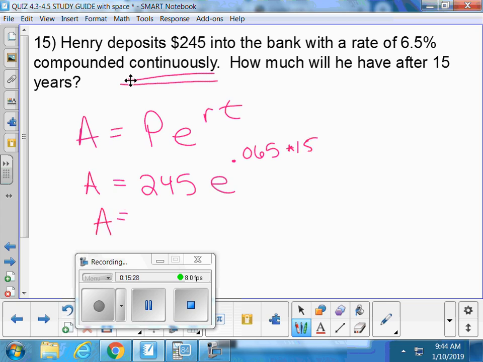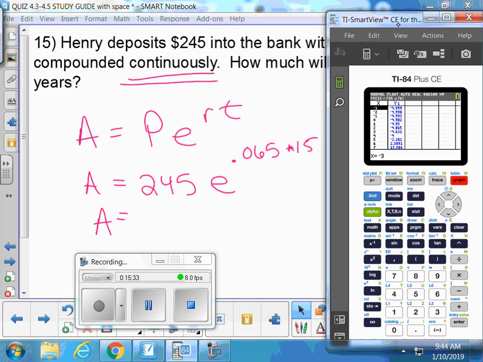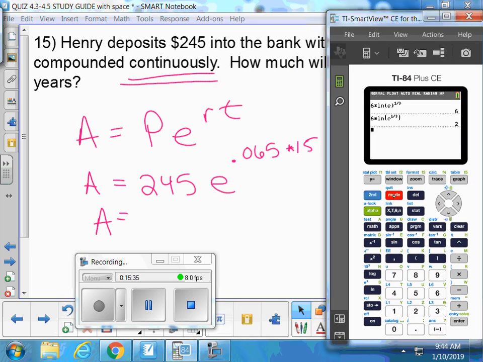So let's grab my big calculator and show you guys how to type that in. Let's move it out of the way. So 245, the E button is second division key. Practice typing this in before the quiz day, please. 0.065 times 15. $649.54.